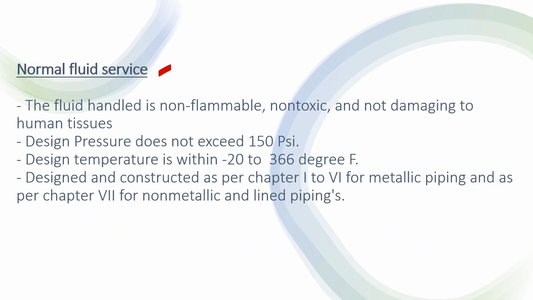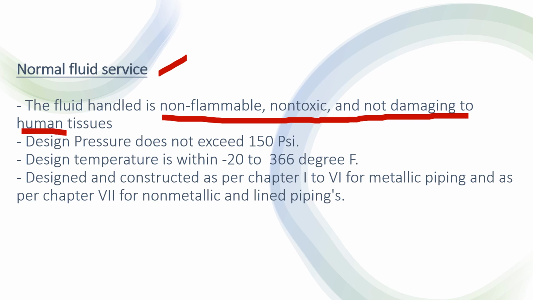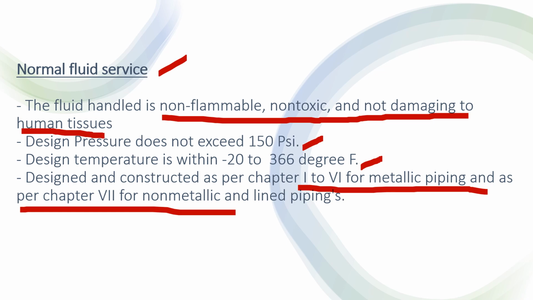Then normal fluid service. The fluid handled is non-flammable, non-toxic, and not damaging to human tissue. We call it normal fluid service. Design pressure doesn't exceed 150 psi. Design temperature is within -20 to 366 degrees Fahrenheit. Designed and constructed as per chapters 1 to 6 for metallic piping and as per chapter 7 for non-metallic piping and lined piping. It is more similar to category D fluids. Category D fluids are more similar and it is called normal fluid service.